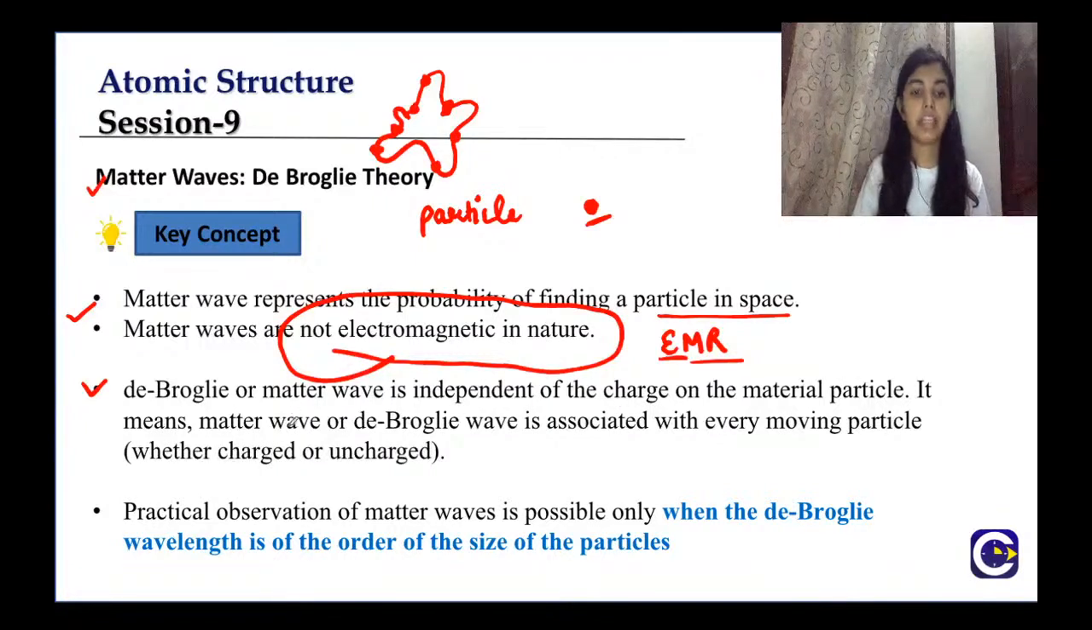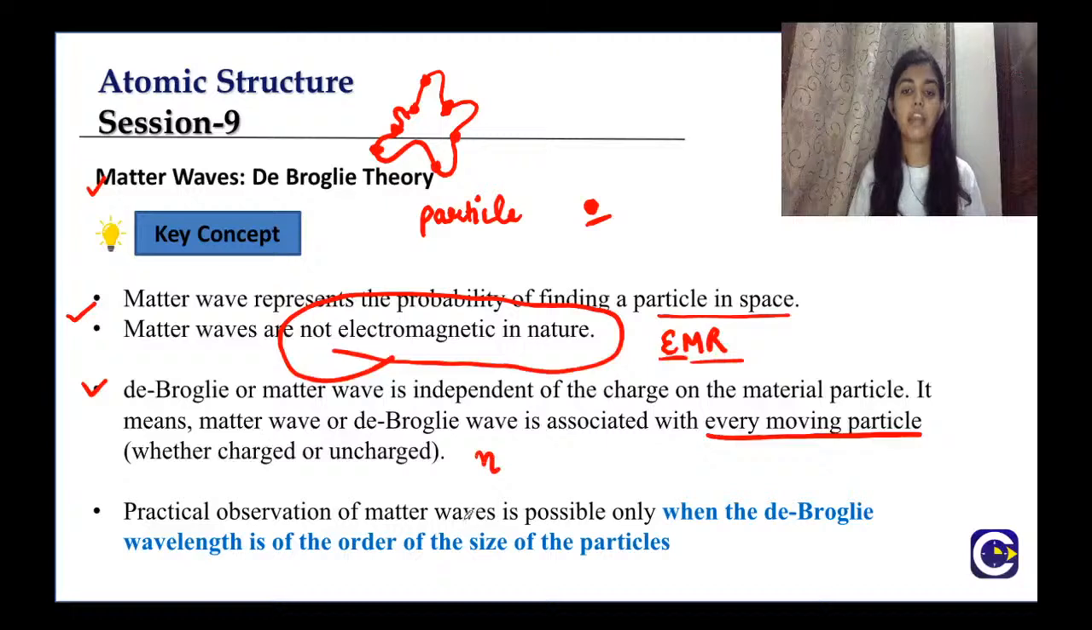It means that the matter wave or de Broglie wave is associated with every moving particle, whether it is charged or uncharged. A neutron is uncharged, and there will be a matter wave associated with it. An electron is charged, a proton is charged, and there also you can see the matter wave associated with them.